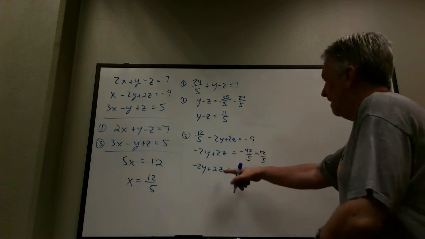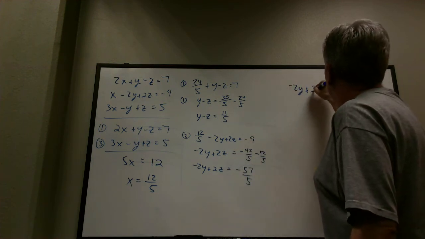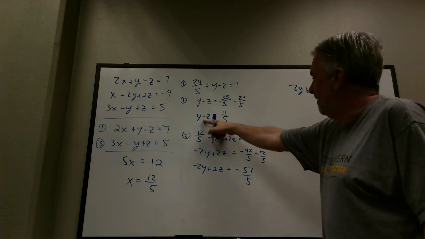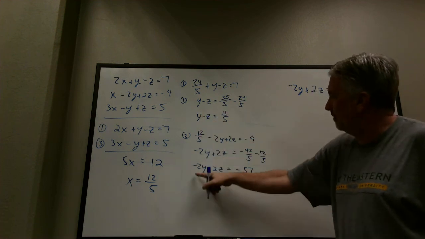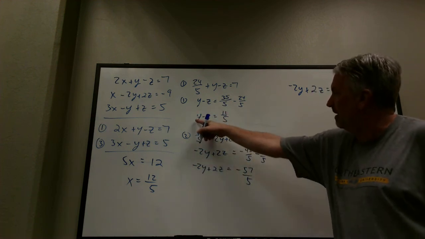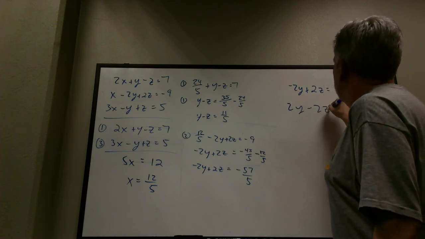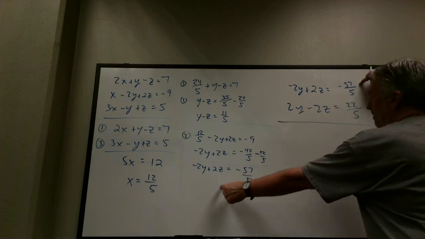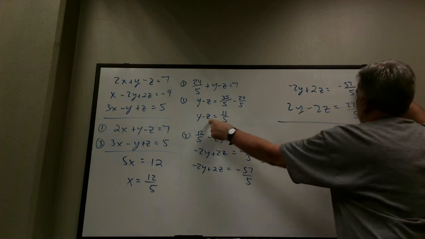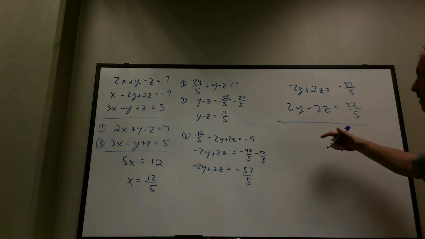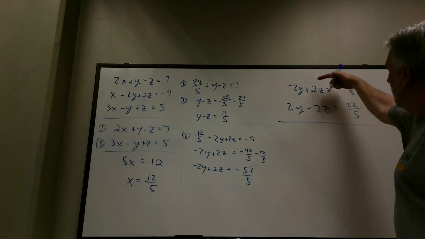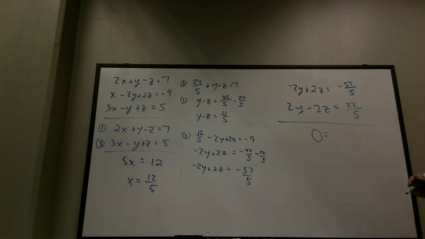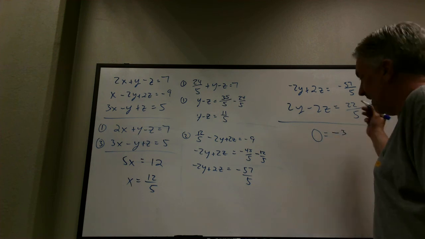So if I take this equation here, negative 2y plus 2z is negative 57/5, and then multiply this equation through by 2, because I'm trying to get the y's to match but be off by minus sign. So 2y minus 2z is 2 times 11/5 is 22/5. Okay, so I recopied this one. I multiply this by 2, 2, and 2. So notice when we add here, what do we get? Negative 2y and 2y is 0. Negative 2z plus 2z is also 0. And then negative 57/5 plus 22/5 is negative 35/5, which is negative 7.